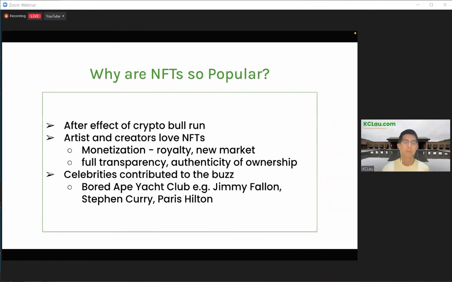For example, Bored Ape Yacht Club, right? Basically, it's pictures of different monkeys, and Jimmy Fallon, a very famous comedian, bought one, and Steph Curry also bought one, right? Paris Hilton also bought one. So if you want to be associated with them, some people will pay money to get in, right?